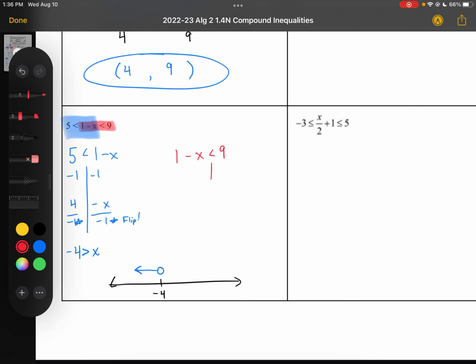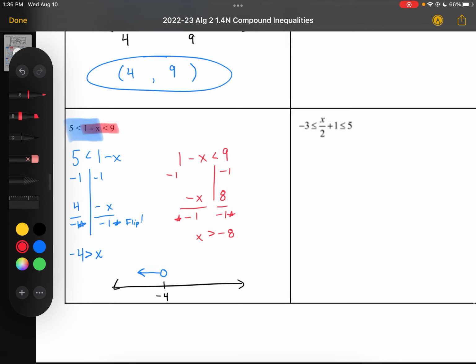All right, let's solve in red now. Same deal, subtract 1 from both sides, so we'll have minus x and 8. Divide both by -1. Again, dividing both sides by a negative means we are going to flip that sign. And x is greater than -8. So we start off at -8, which is right here. Open circle, going to the right because it is greater than, x is being eaten.